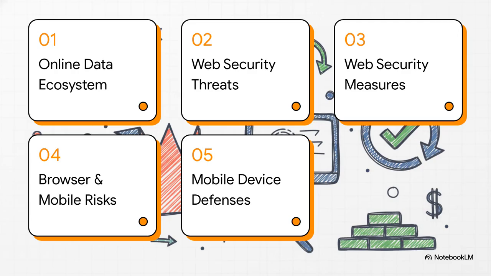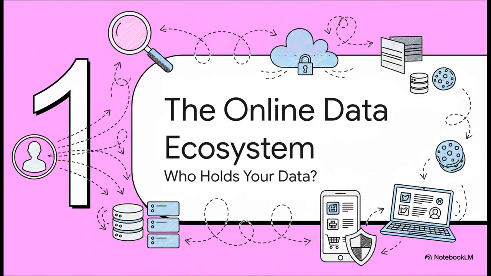Okay, so here's our game plan. We'll kick things off with the online data ecosystem to see who's actually collecting your data. Then we'll dive right into web security threats and, more importantly, the critical web security countermeasures used to stop them. After that, we'll switch gears and look at the risks on your end with browser and mobile vulnerabilities, and we'll wrap up with the essential mobile device protection methods you've got to know for the exam. All right, let's jump into our first section, the online data ecosystem.